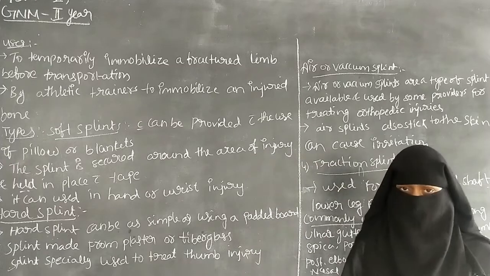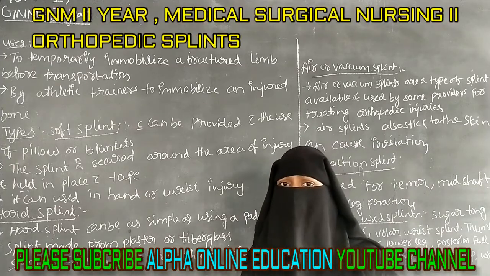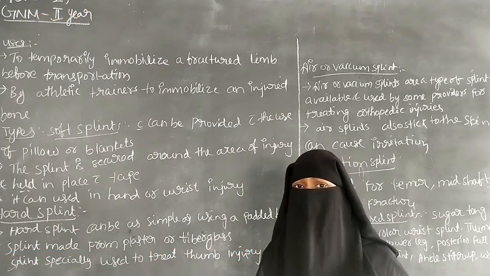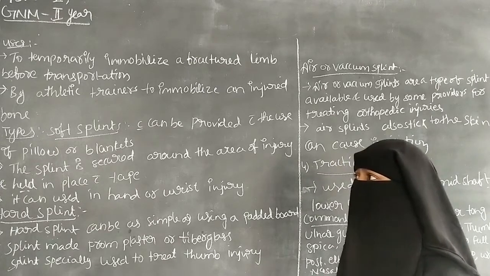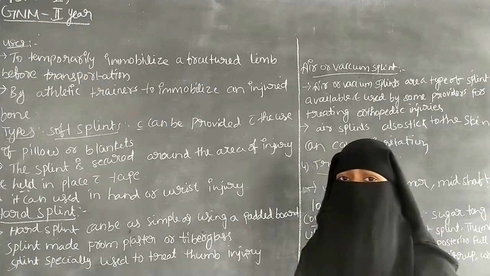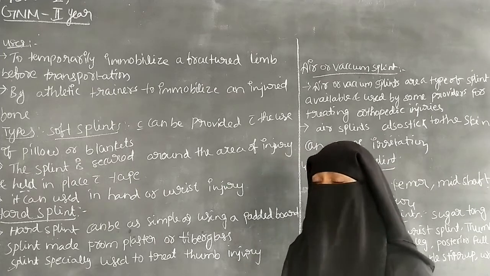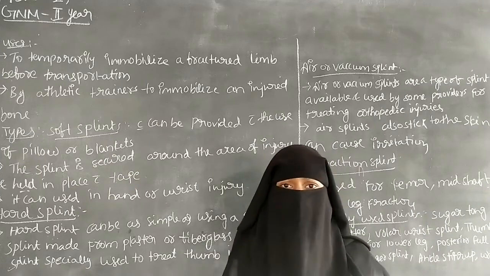And the next one is joint stiffness. Continuous use of the splint causes stiffness of the joint. So these are the complications of using a splint. They include ischemia, heat injury, infection, dermatitis, pressure sores, and joint stiffness. Thank you.